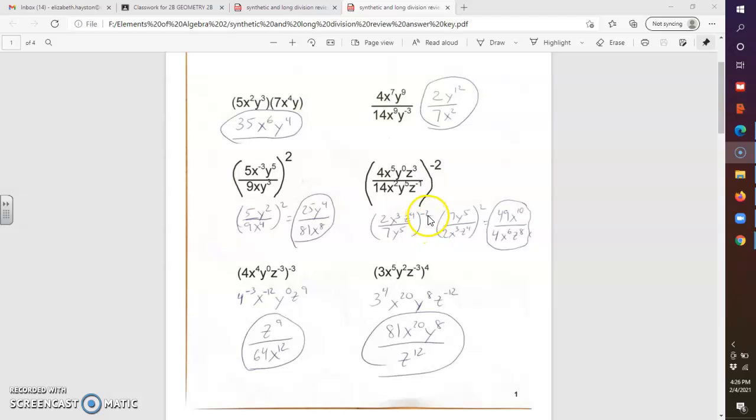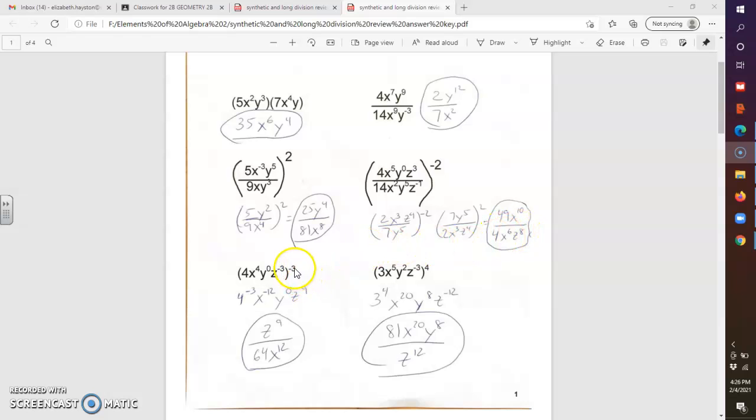It's in parentheses raised to the negative 2. When you take that negative and make it a positive, okay, you have to flip the fraction. That's how you get rid of the negative. So it's 7y to the fifth over 2x cubed z to the fourth, and then we square everything. The 7, the y to the fifth, the 2, the x cubed, and the z to the fourth. When I do that, I get 49x to the 10th over 4x to the 6th, z to the 8th.